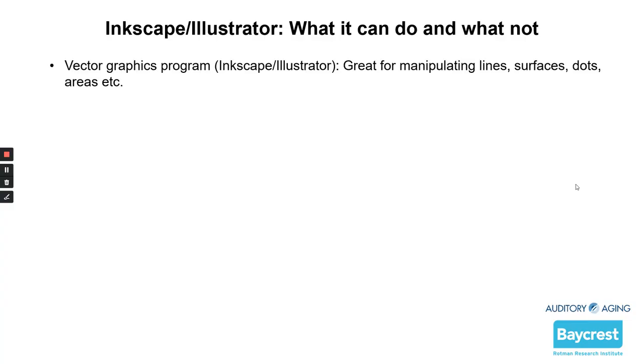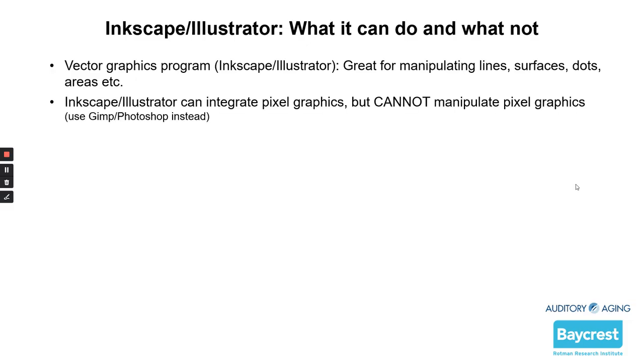As I've mentioned before, vector graphic programs are really powerful for manipulating lines, surfaces, dots, and areas. So for example, some line plots or box plots or bar graphs or plots with error bars in them. So all the types of data representations we often use. But Inkscape and Illustrator can also integrate pixel graphics. They just cannot manipulate them very well, at least not for our purposes.